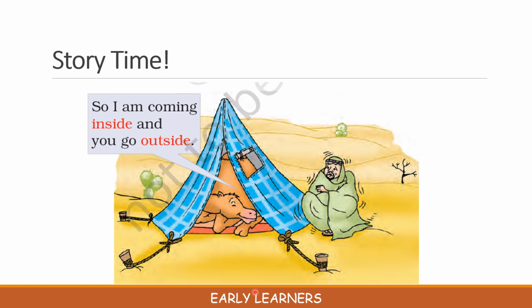So now you see, students, can you tell me where is the camel? Camel is inside the tent, which is this area. And where is the Arab? Arab is outside the tent. So kids, we learned two words today. One is inside and the other word is outside.